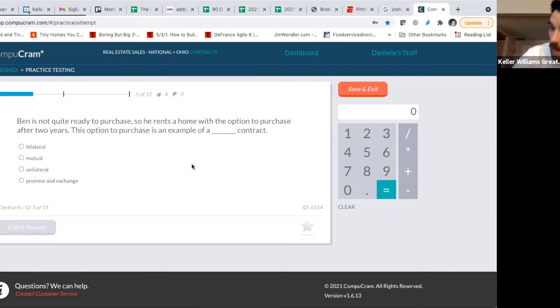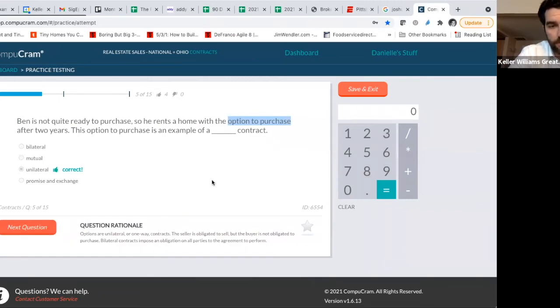What type of contract is rent to own? Or excuse me, rent with the option to purchase. Should be a few trigger words for you guys here. Option and option to purchase should be triggering unilateral, right? Option contracts are unilateral contracts.